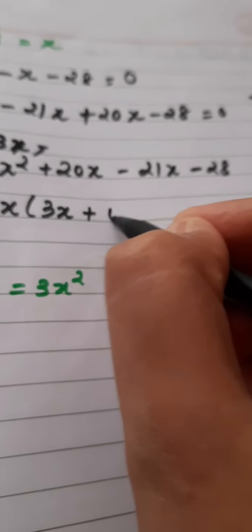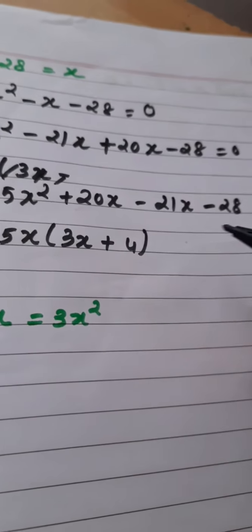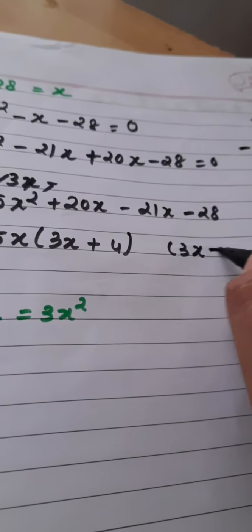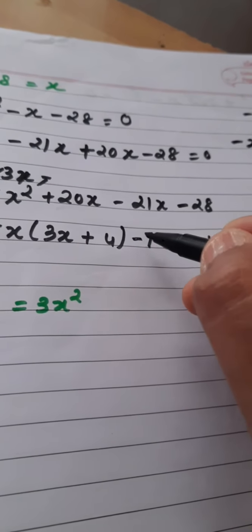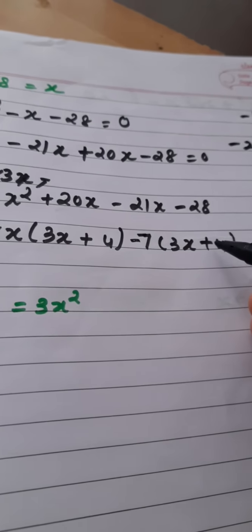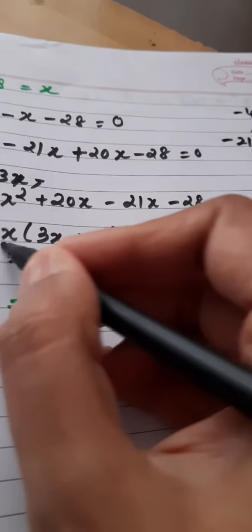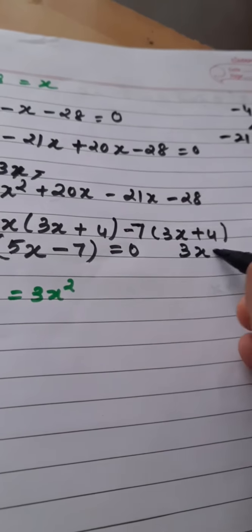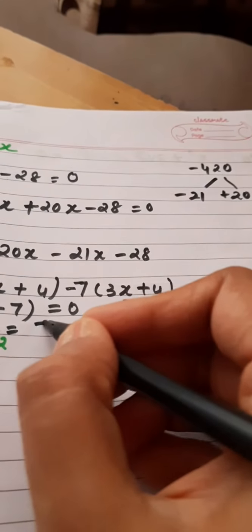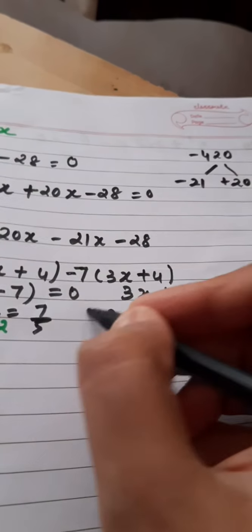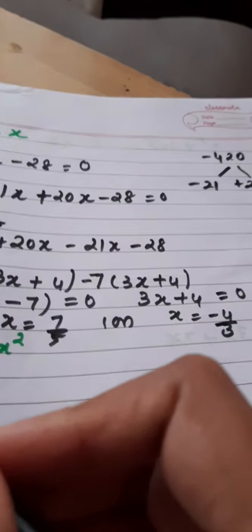3x plus 4. 5 3s are 15x square plus 5 4s are 20x. 3x plus 4 minus 7. 7 3s are 21 minus, minus into plus, minus 28. So 5x minus 7 equal to 0. 3x plus 4 equal to 0. x equal to 7 by 5 or x equal to minus 4 by 3. Next question.